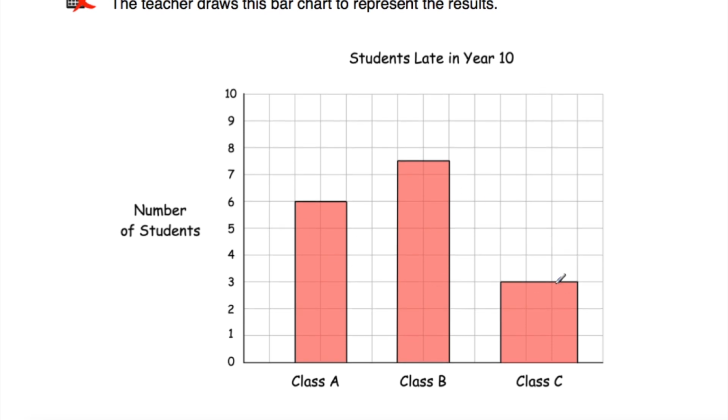Now, the first thing I can see, obviously, is Class C. Class A, the bar has got a width of 2 squares. Class B, the bar's got a width of 2 squares. And Class C, the width of that bar is 3 squares. Now, that shouldn't be the case. Those classes, the bars should have the same widths. So that's one mistake. This bar should be a bit narrower.